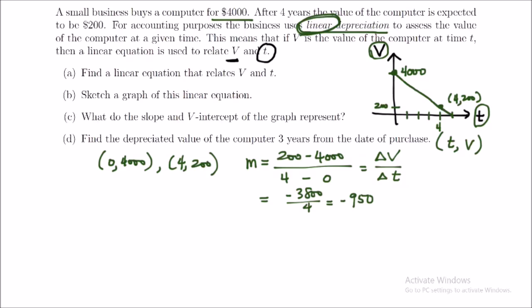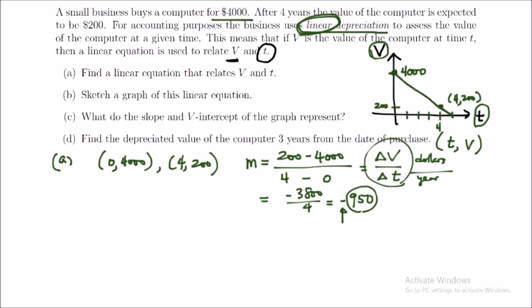Now, what does this number mean? Well, the negative tells us it's depreciation. And the actual value of 950 says that it's the change in dollar amount per year, because that's what changing V over changing T means. If you look at the unit on the V value, which is in dollars, and the unit on the T value, which is in years, this change in V over change in T is a rate, and the unit on that rate is dollars per year. So the way we interpret this negative 950, in this context, is the value of the computer depreciates $950 per year from the day of its purchase.